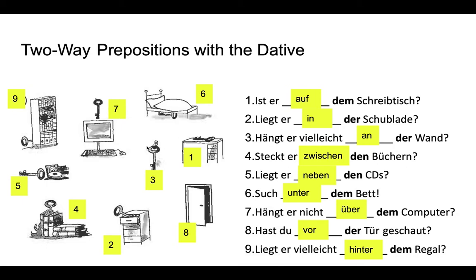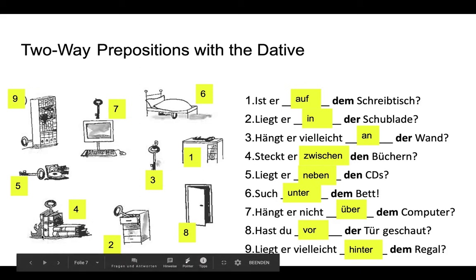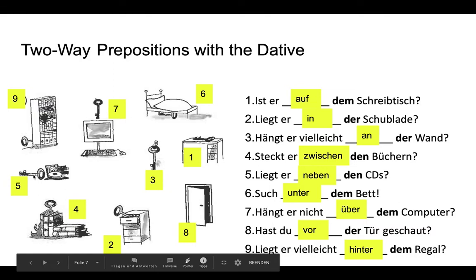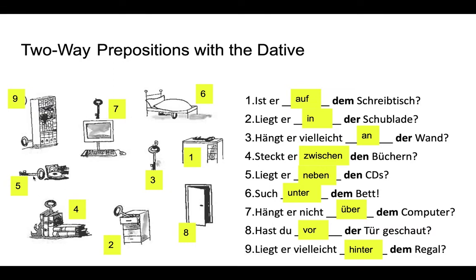Nummer 4, steckt blank den Büchern? Here's the Bücher, it's between them, zwischen. Nummer 5, liegt blank den CDs? Here are the CDs, and it's next to them, neben. Nummer 6, such blank dem Bett? Here's the Bett, Nummer 6, and the key is unter, under it.